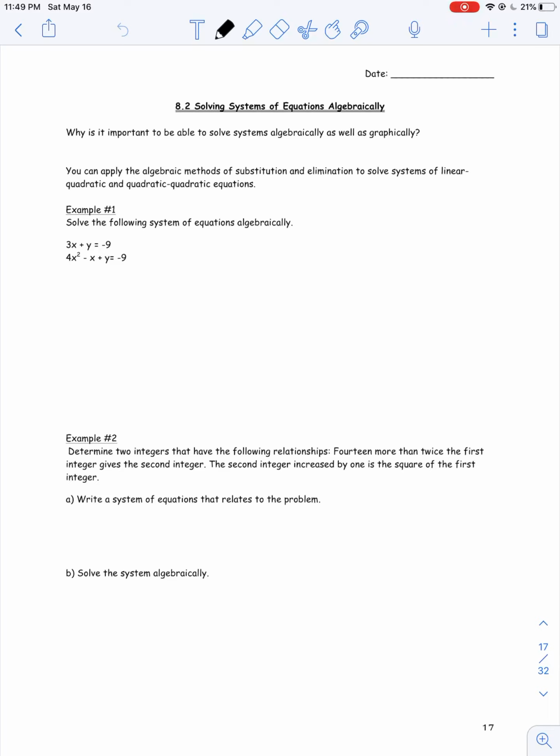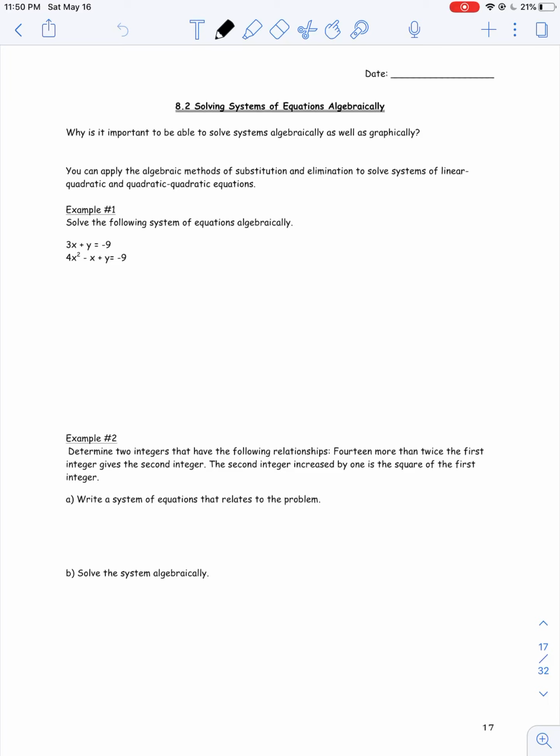So you can apply this method of substitution and elimination that you should have learned in 10C. I'm going to review those concepts with you as we go through this lesson. What you want to do is just make sure that you're confident in doing both methods because it does make it easier to have both in your pocket.